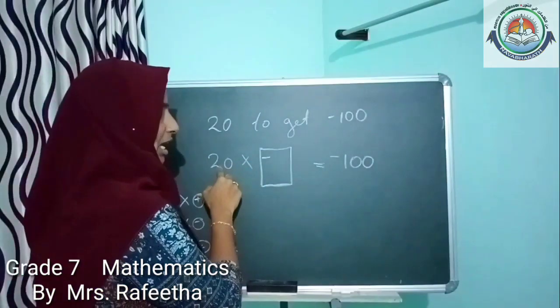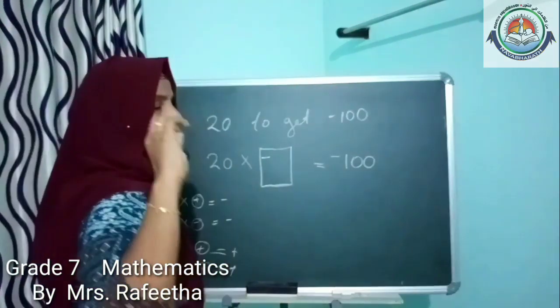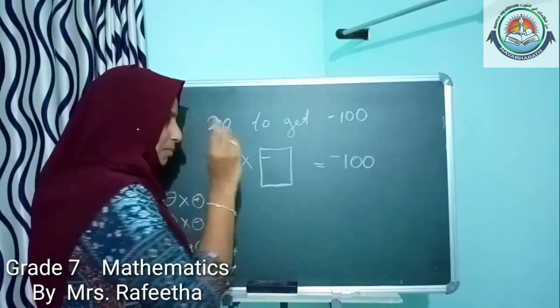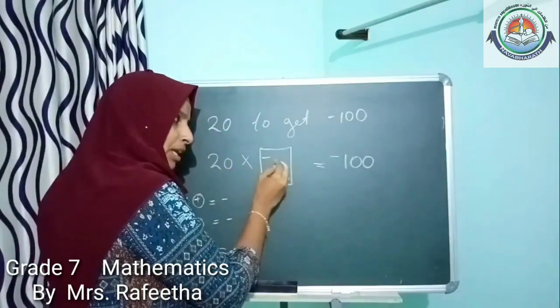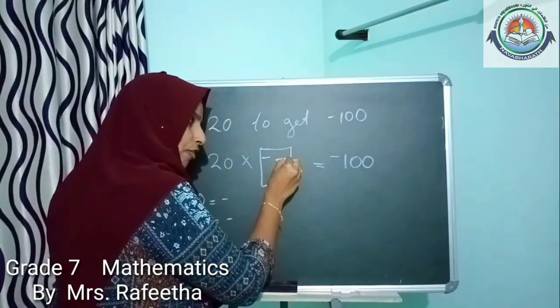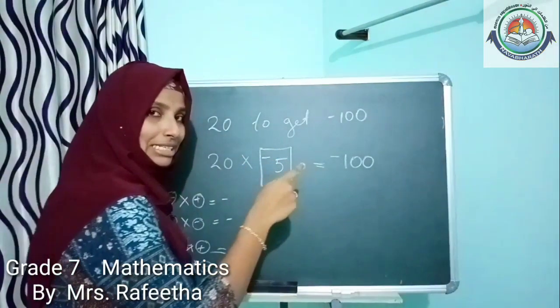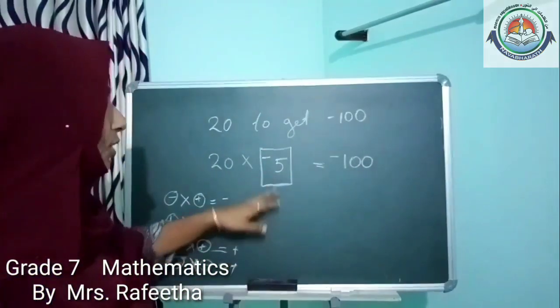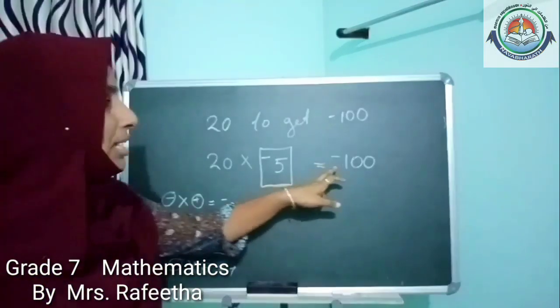So here, 20 multiplied by 1 is 20. 20 multiplied by 2 is 40. Like that, which number do we want to multiply with 20? We want to multiply with 5. Then only we will get 100. Another thing is, don't forget to put the sign. Then only the minus 100 is coming.